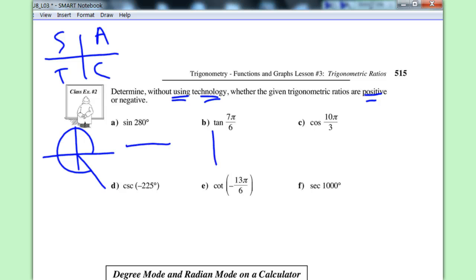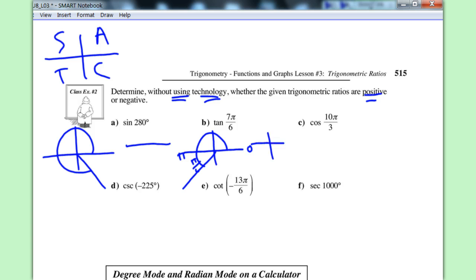7 pi over 6, well, where's that? Well, this is 0, that's pi. And so it's just 1/6 more, right? It's 1/6 past pi. So that's in quadrant 3. Well, looking up there, that's positive tangent. So this is definitely positive.